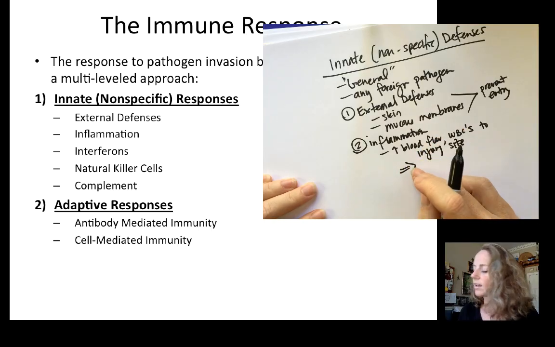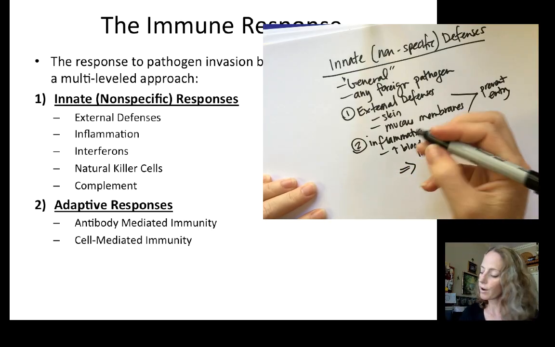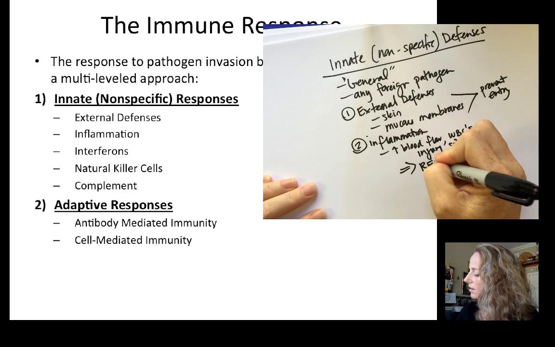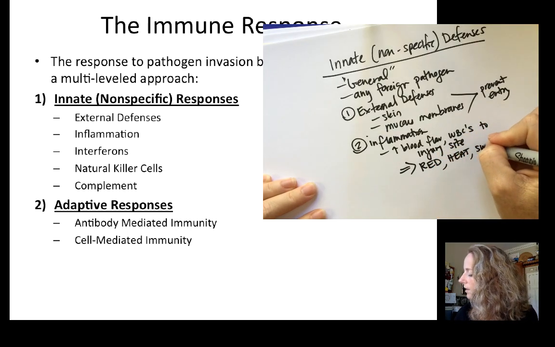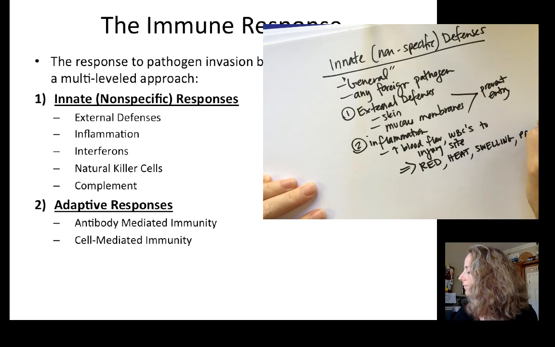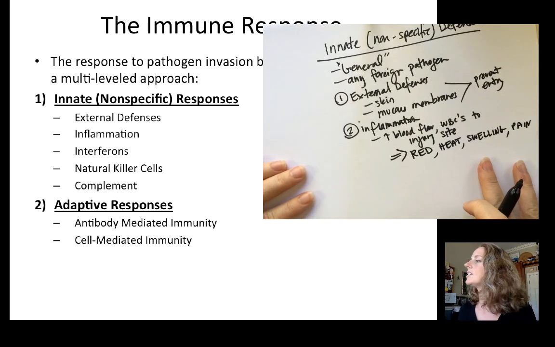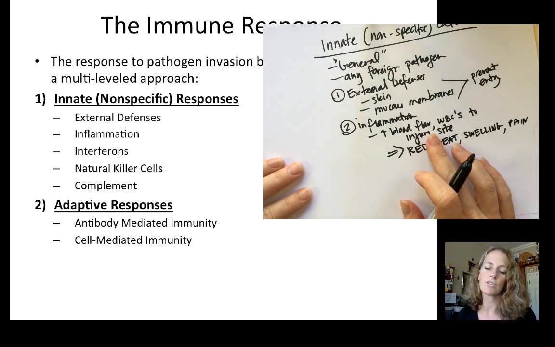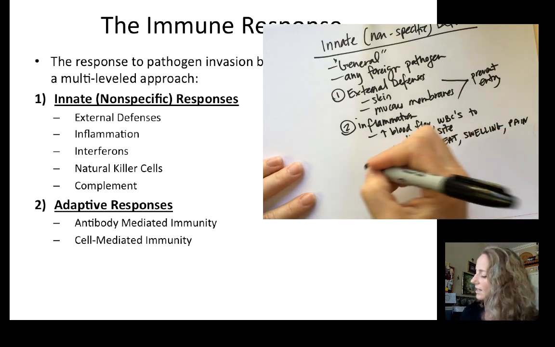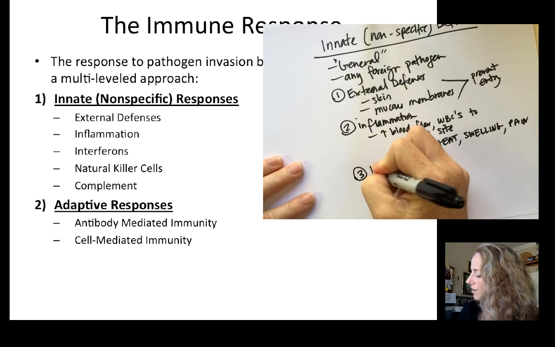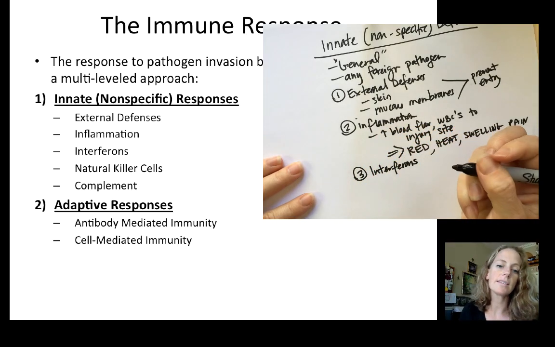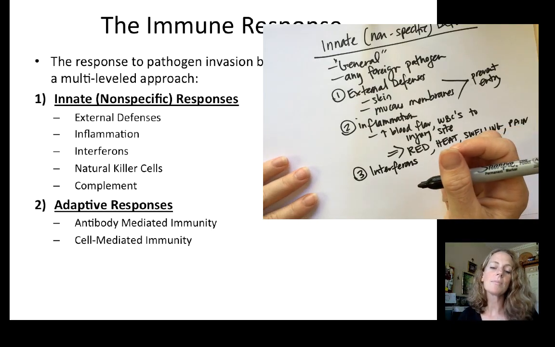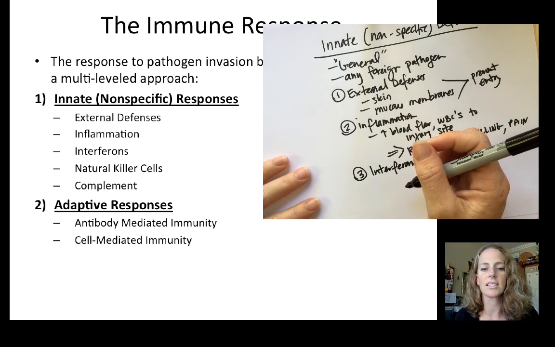As a byproduct of that, we will get the 4 cardinal signs of inflammation: redness, heat, swelling, and pain. But ultimately, inflammation is a natural response to injury. The last 3, interferons, natural killer cells, and complement, are going to be targeting specifically infected cells.